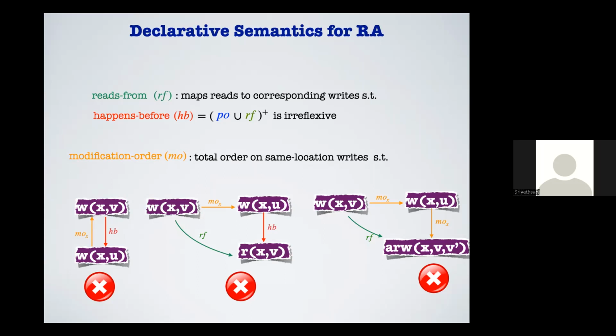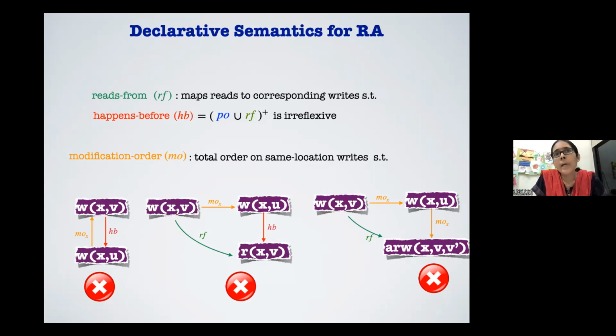Okay. And this I understand now. So the second question, MO, isn't it derived from HB and RF, or like, how do you get the MO? So MO basically is, you see, suppose you had done some reorderings, right?